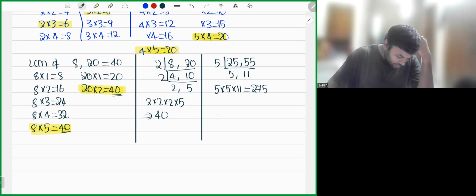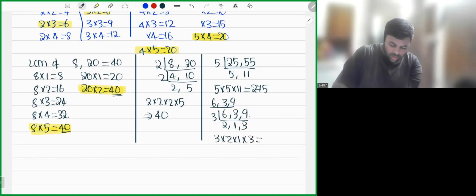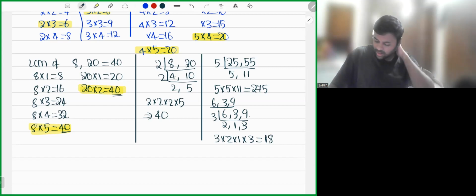Next, one more example. I'm having 6, 3, 9. So you can write 3, 2, 6. 6, 3, 9. 3, 2, 1, 3, and 3 into 3 is 9. So 3 into 2 into 1 into 3, we have 18. 18 is the LCM of 6, 3 and 9.